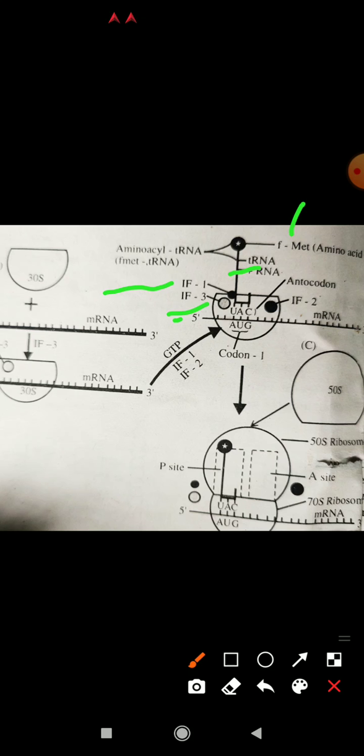Now the activated fMet attaches to the tRNA to form the fMet-tRNA complex. In this complex, the tRNA consists of the anticodon UAC, which is complementary to AUG, that is the initiation codon of mRNA.